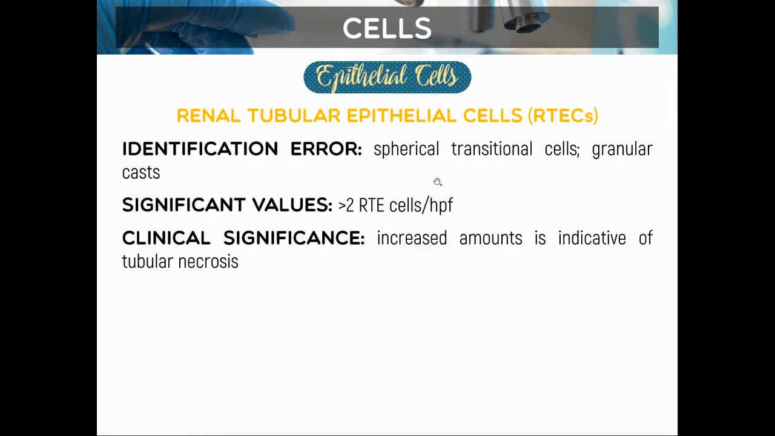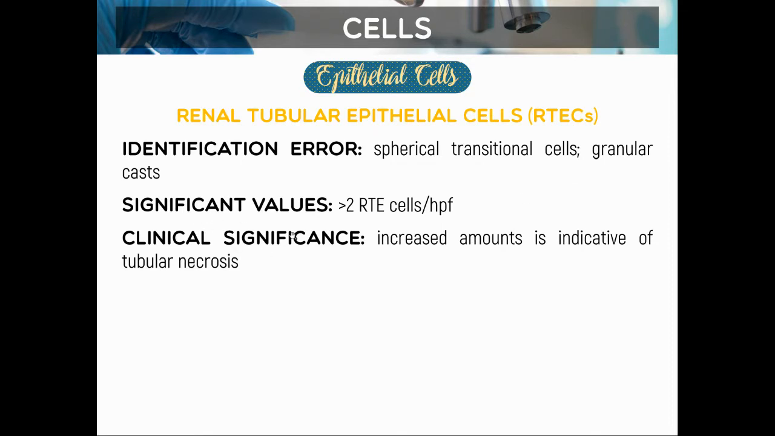The identification error is spherical transitional cells. Transitional cells and RTEs have the same shape, but their difference is the nucleus. Transitional cells have a centrally located nucleus, while RTEs have an eccentric nucleus, meaning not in the center. Another is granular casts. Their difference is that granular casts have parallel sides and rounded ends, while RTEs are bigger in size and have different forms as well.